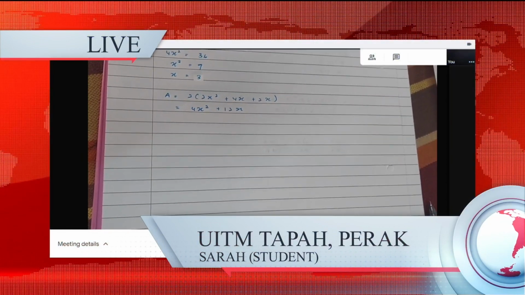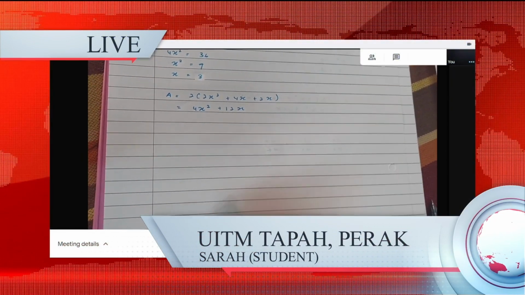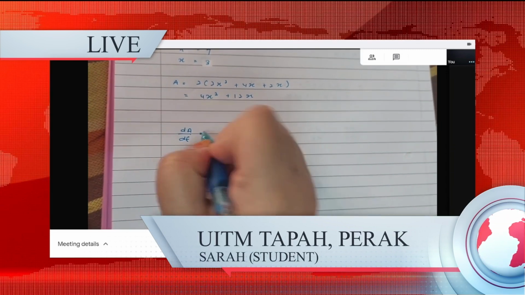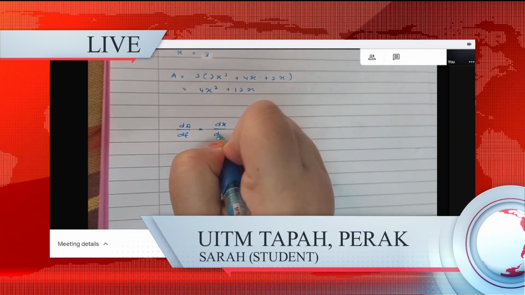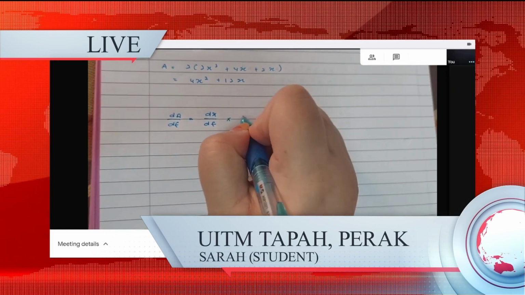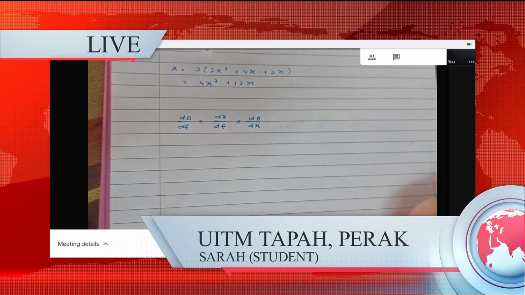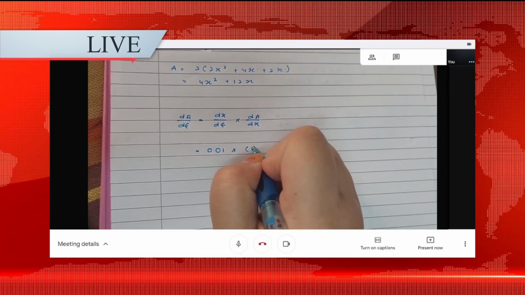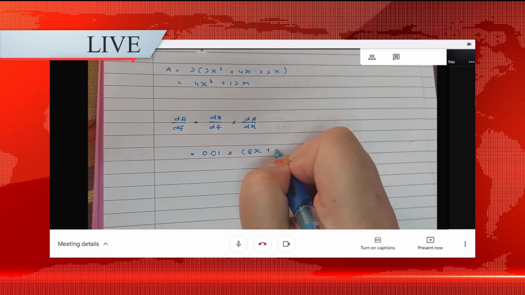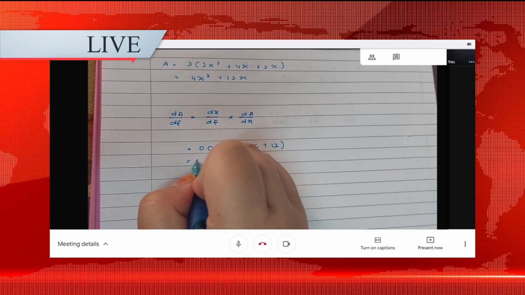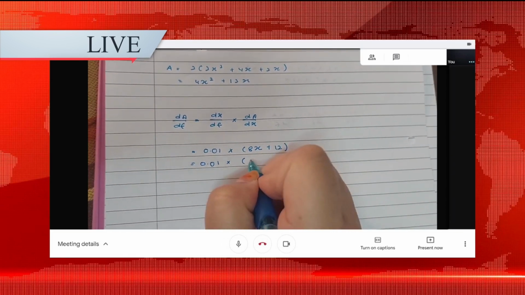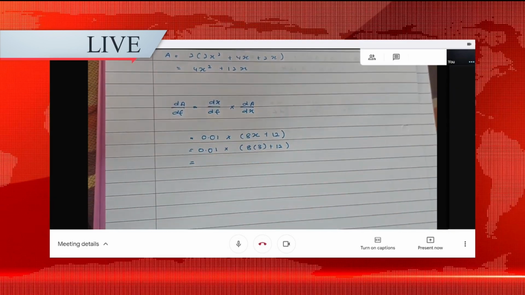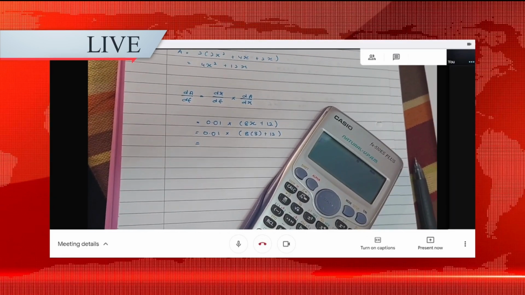Okay, so I have understood what the professor has explained to me. So I will continue the working and find the answer. So first, dA over dt is equal to dx over dt times dA over dx. And then dx over dt is 0.01 times 8x plus 12. And then we substitute x with 3, plus 12. And then we calculate the answer.